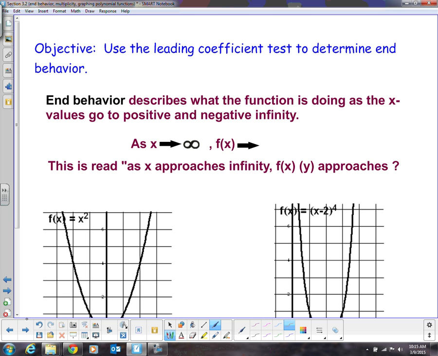All right, so here's our end behavior. End behavior describes what the function is doing as the x values go to positive and negative infinity. Maybe I want to go a little bit further and qualify that to be what the y values are doing as the x values go to positive and negative infinity. So this is read as x approaches positive infinity, f of x, another name for y, that arrow means approaches, and then what?